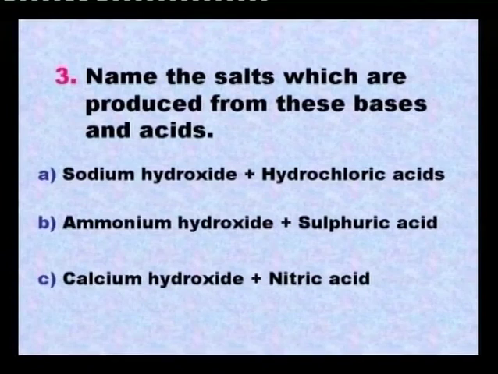And that is A, sodium hydroxide plus hydrochloric acid. What salt do they produce? B, ammonium hydroxide and sulfuric acid. What type of salt do they produce? And C, calcium hydroxide plus nitric acid. Name the salt that this base and acid produce.